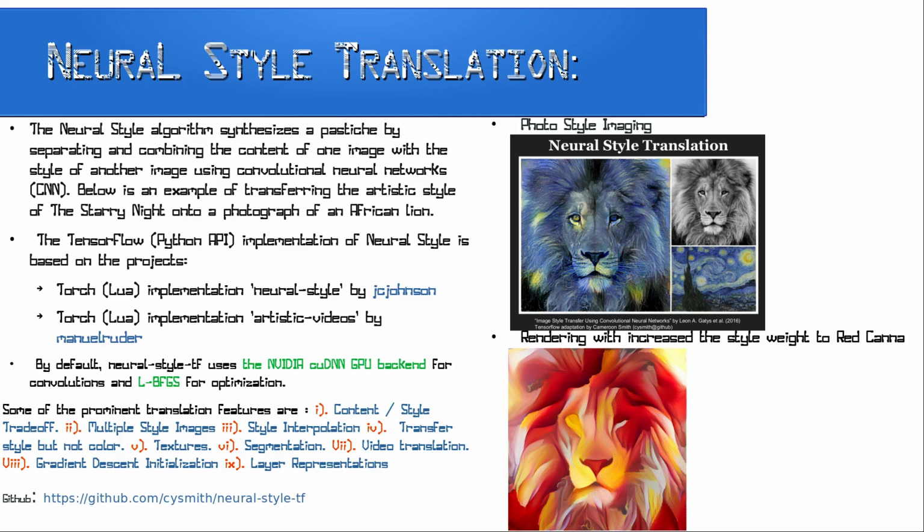Point number 9, layer representation. The feature complexities and receptive field sizes increase down the CNN hierarchy. For full details, refer to the report documentation at https://github.com/cysmith/neuralstyle-tf. The URL is given in the description below.